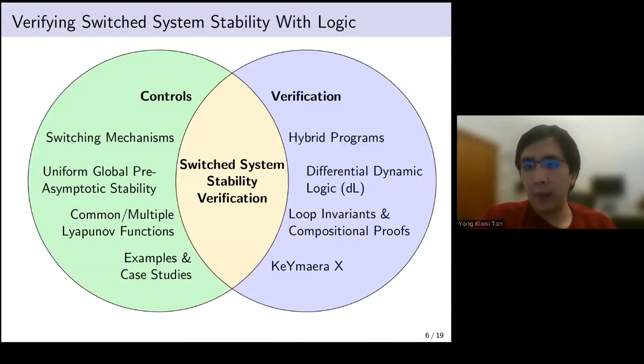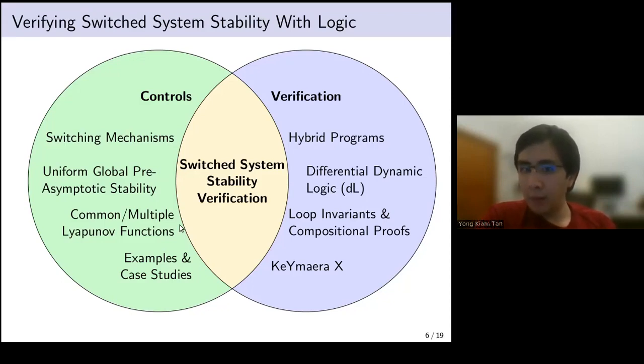From controls, we're going to take switching mechanisms, and we're going to model that using the language of hybrid programs from verification. From controls, again, we're going to take stability concepts. Specifically, we're going to take uniform global pre-asymptotic stability, and we're going to specify that formally using differential dynamic logic, or dL for short.